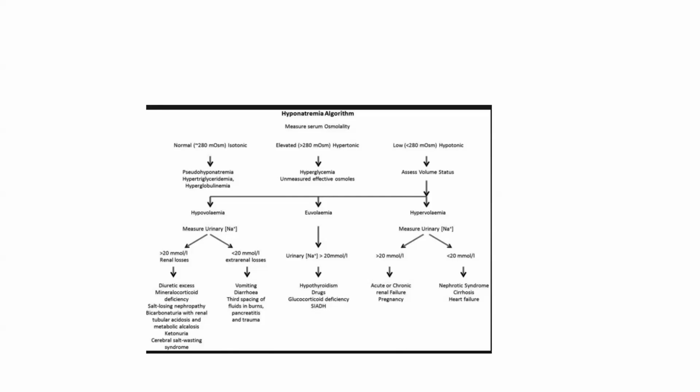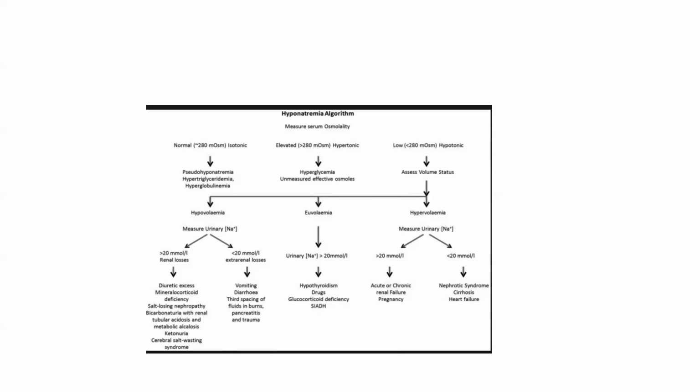If it is hypovolemia and the measured urinary sodium is more than 20, then the reason for the hyponatremia is renal losses, which occur because of excess use of diuretics, mineralocorticoid deficiency, salt-losing nephropathy, bicarbonaturia with renal tubular acidosis and metabolic alkalosis, ketonuria, or cerebral salt wasting syndrome. If the measured urinary sodium is less than 20, then extra-renal losses are responsible, like vomiting, diarrhea, and third spacing of fluids in burns, pancreatitis, and trauma.